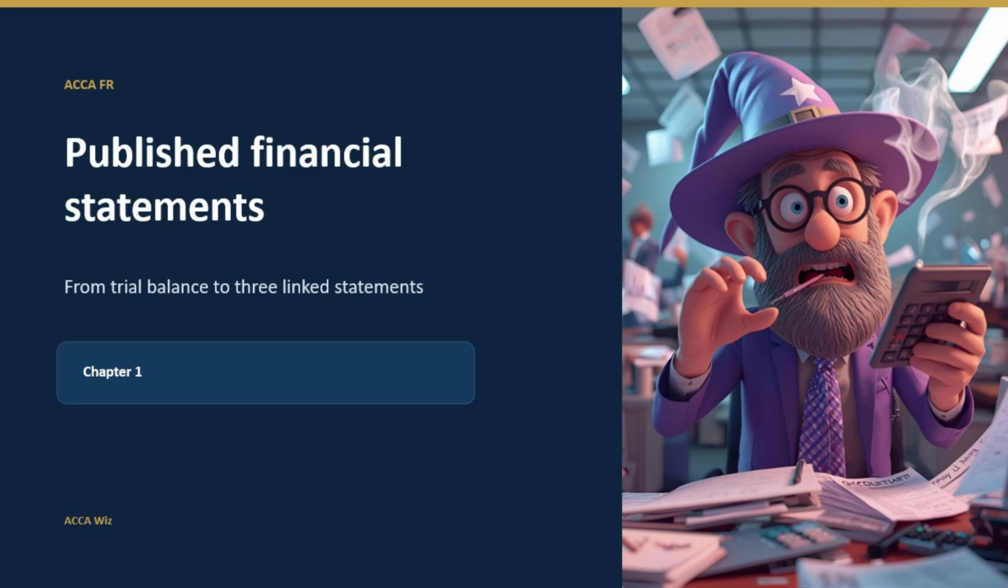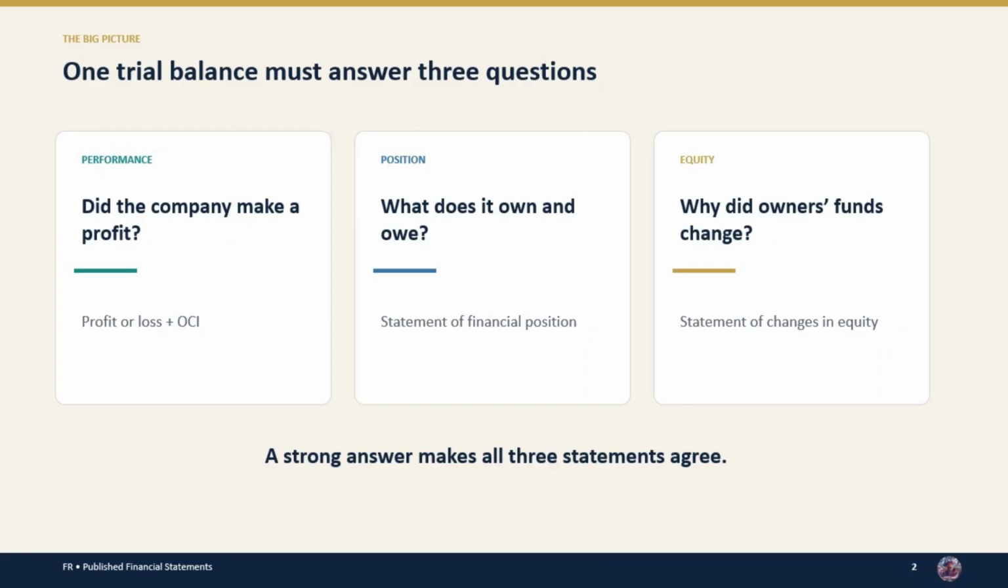Welcome to ACCA Weaves. In this chapter, we will not memorize three disconnected formats. We will take one original trial balance, process its year-end adjustments, and make the performance, changes in equity, and financial position statements agree. Stay with the Aurora Kitchens example because, by the end, you will see how one adjustment travels through the complete answer. Every balance helps answer one of three questions.